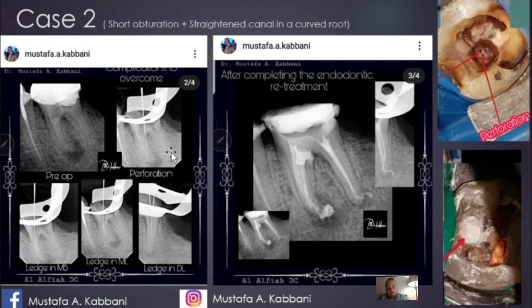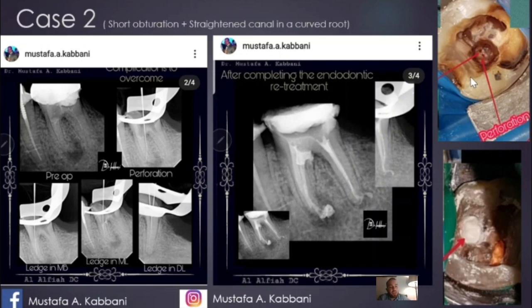So here we can see the confirmation of the perforation. And after that, I was surprised with 3 ledges in 3 different canals that I was able to manage and bypass after a few visits. So here we have to know that bypassing ledges may take time and it needs patience from you. Here we can see the perforation clinically, and we can also see the MTA after completing the treatment, by which I closed the perforation. And here we can see my final obturation.